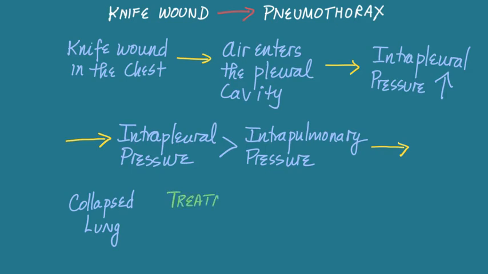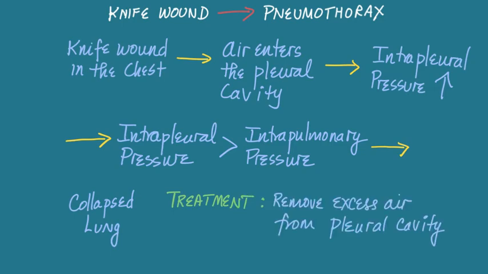The treatment for the pneumothorax is to remove the excess air from the pleural cavity until the intrapleural pressure goes back to normal. So, in order to understand what all this has to do with alveoli, we need to talk about bubbles. So, let's take a look at bubbles.